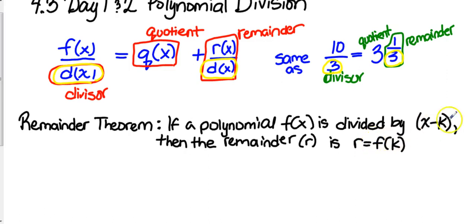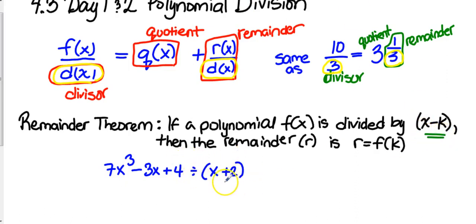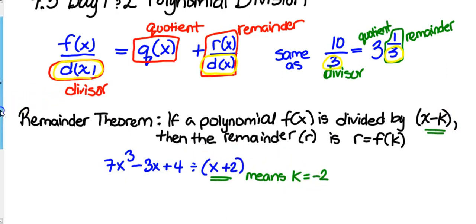So the best thing to make this make sense is actually to do an example. Let's look at the example of 7x cubed minus 3x plus 4, and we're going to divide that by x plus 2. So notice the connection between x minus k and x plus 2. That means k equals -2, because by definition the factor is x minus k. So if I see a positive here, it means a negative got plugged in.